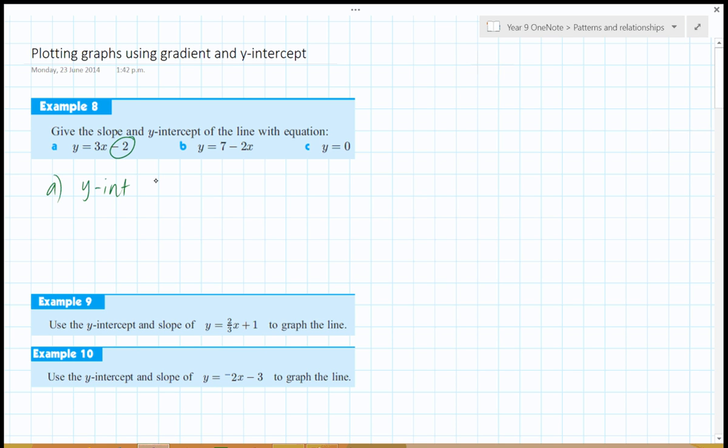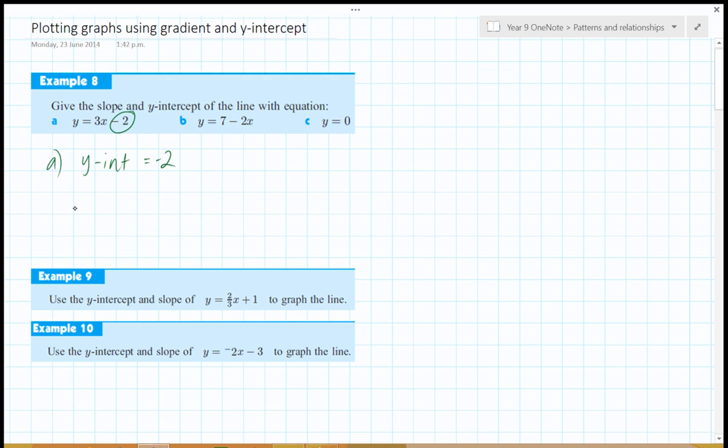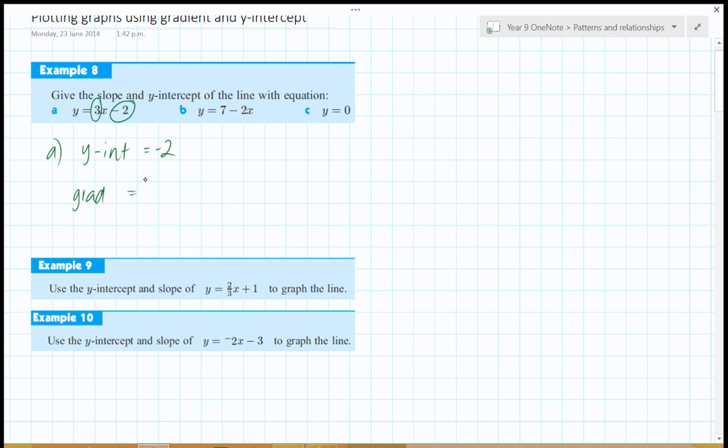So for this question, our y-intercept is negative 2. And the other part, the number in front of x, that's our gradient. So we'll just say gradient equals 3.